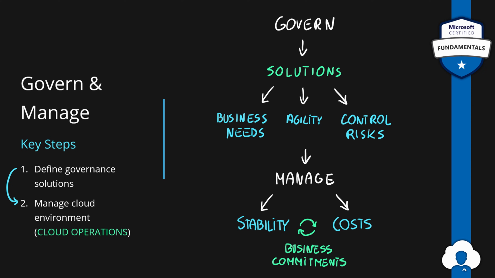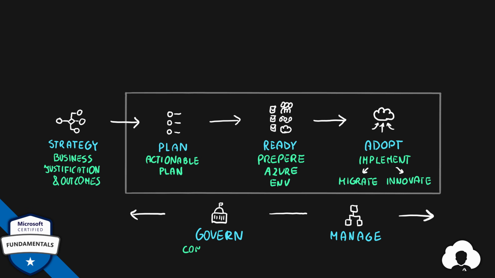This is very important because those two need to work together, because you want your environment to be stable, but also you want to control the costs, because you want to meet your business commitments as part of your financial model. So in summary, governance is about making sure that your environment stays compliant, controlled and secure, whereas management is about ongoing operation and optimization of your current environment.